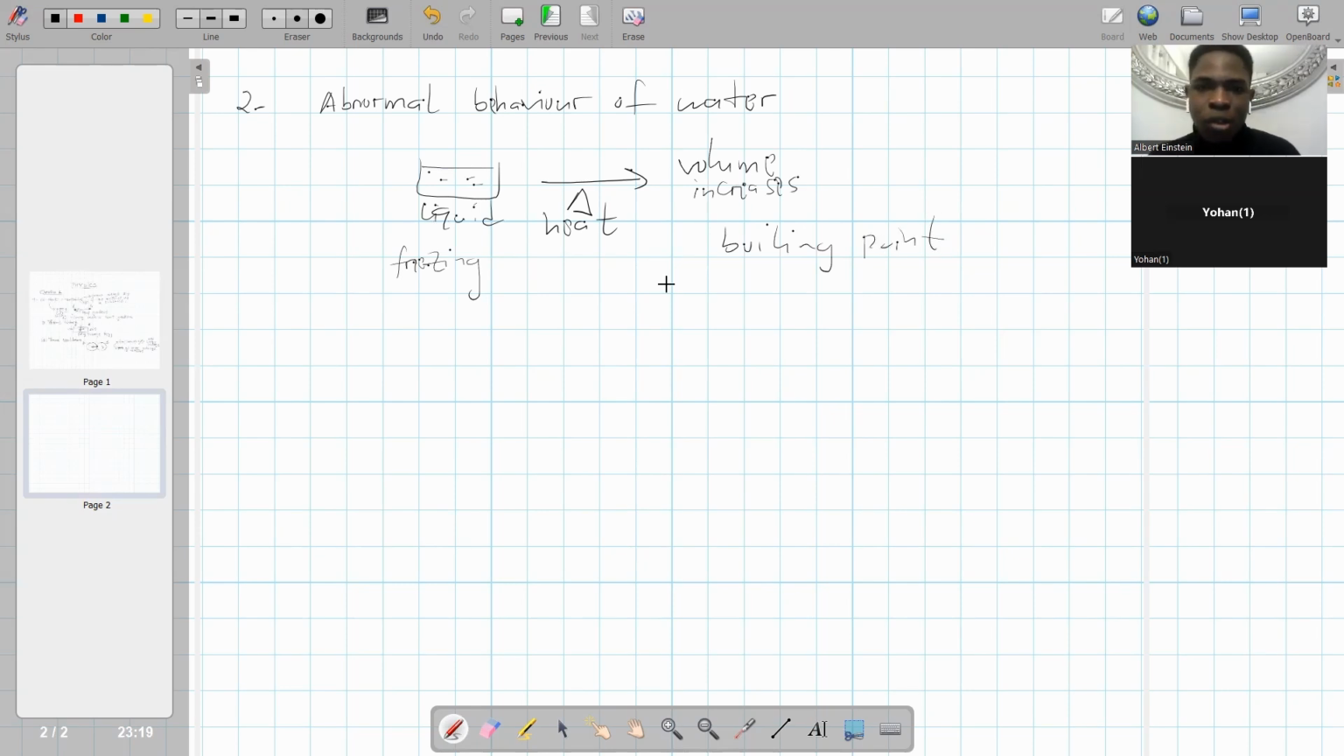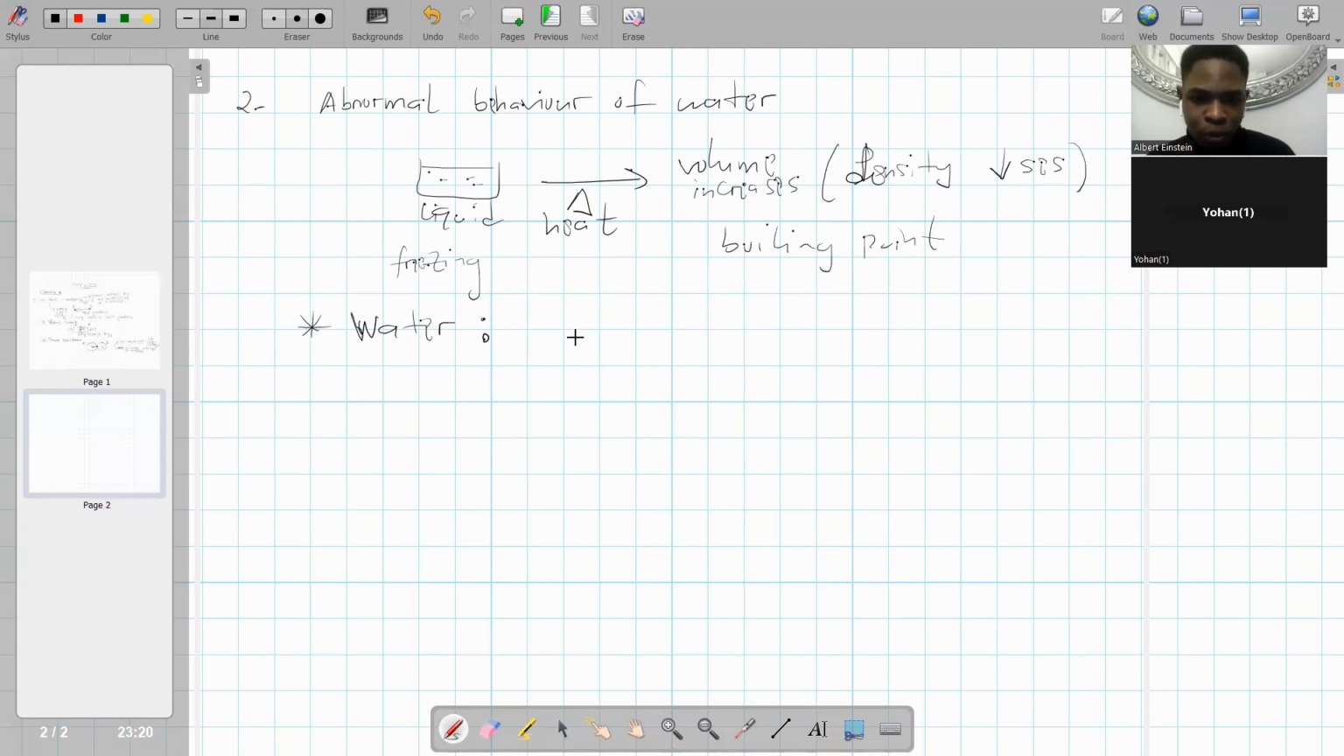Now, in the case of water, it is different. This is how water behaves. Before we continue, if the volume increases, it means that the density decreases, exactly, because density is mass over the volume. The density decreases. So this is for a normal liquid.